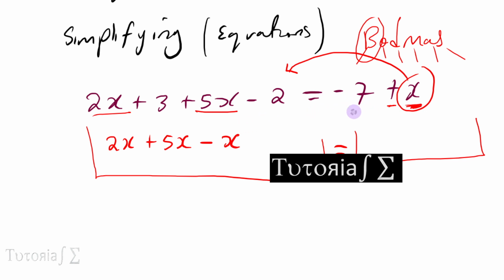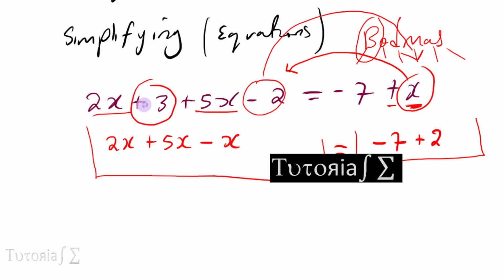Then on this side of the equal to sign, we have negative 7. These numbers will also have to cross the equal to sign. The number in front of the 2, when it crosses the equal to sign, becomes positive 2. Then we also have 3. We check the sign in front of 3. When it crosses the equal to sign, it will become negative 3.